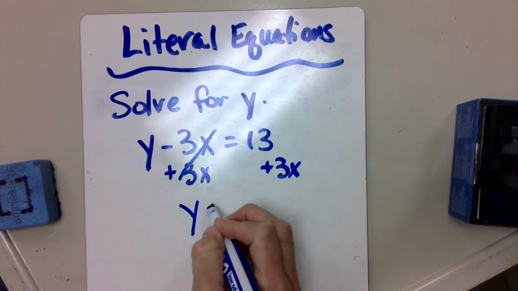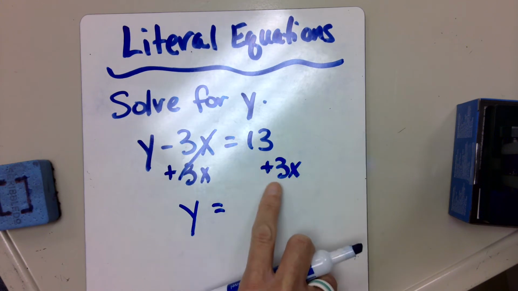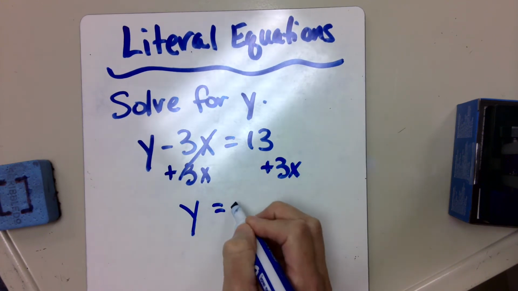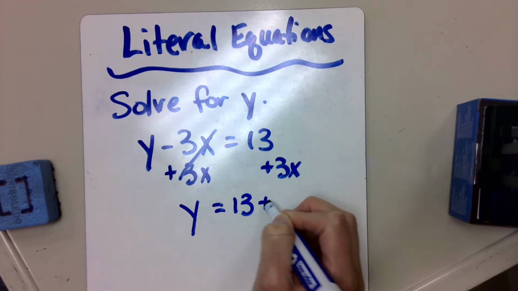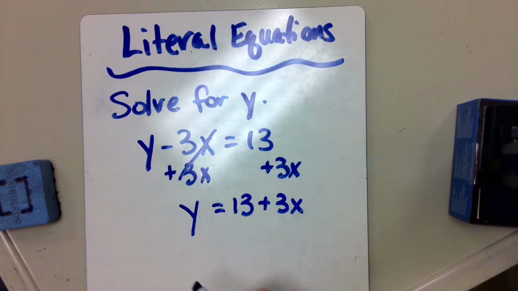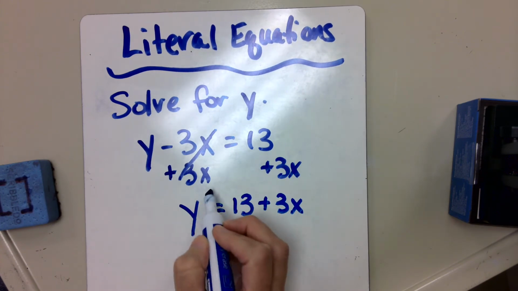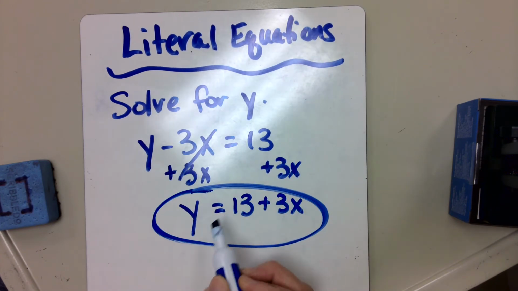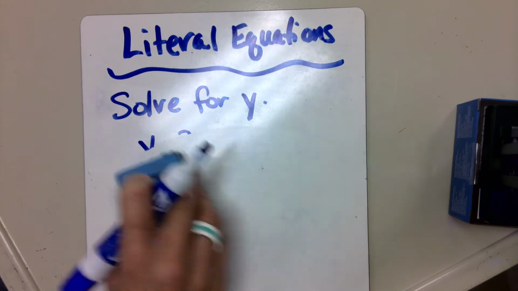Our y is still there, but over here, be really careful because these are not like terms. So you just rewrite it. There was a 13 there to start with, and then you added the 3x, and you're done. Your y is by itself. This is complete. You have solved this literal equation for y. Let's try another one.